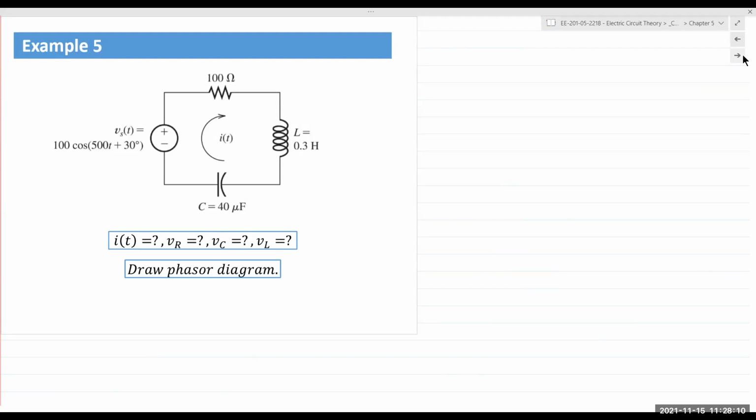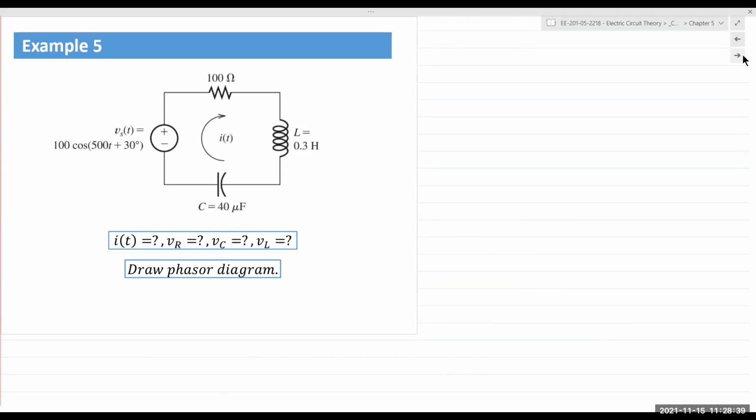Now, what is the first thing that strikes you in here? What is the connection between all 4 components? They're in series, right? So they share the same current, I of t. Now, the first thing I always tell students to do when solving AC circuits is to draw out the equivalent impedance diagram.